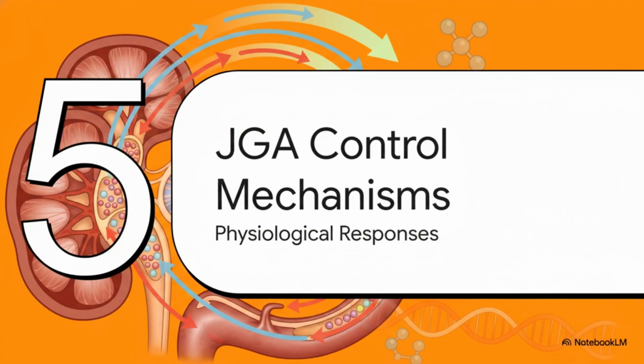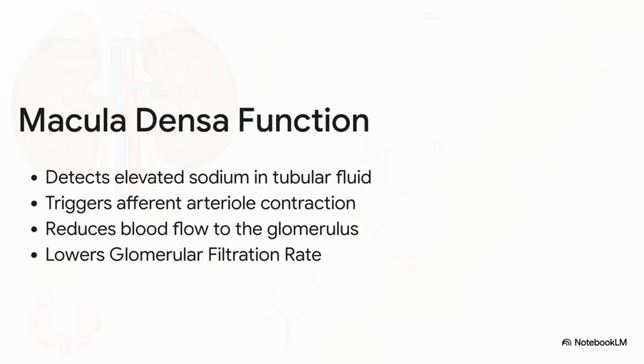Which brings us to Section 5, JGA Physiological Control Mechanisms. Let's see how this structural intimacy builds into an active, dynamic response system when your body's chemistry or blood pressure changes. Let's break down exactly how the macula densa acts as a chemical sensor.